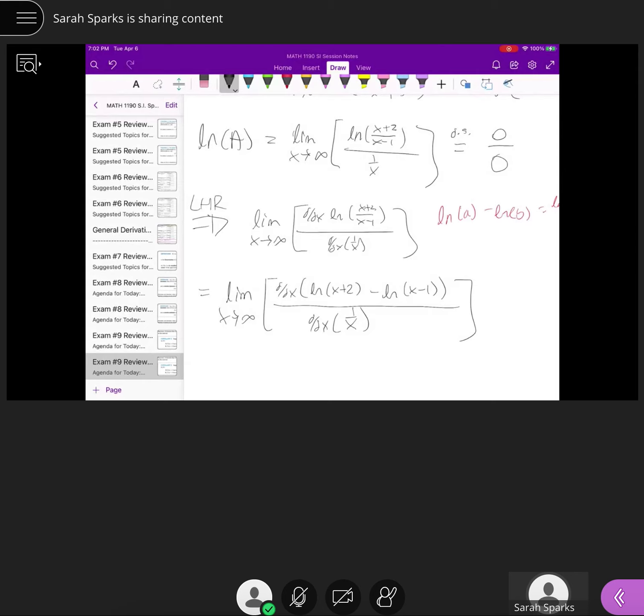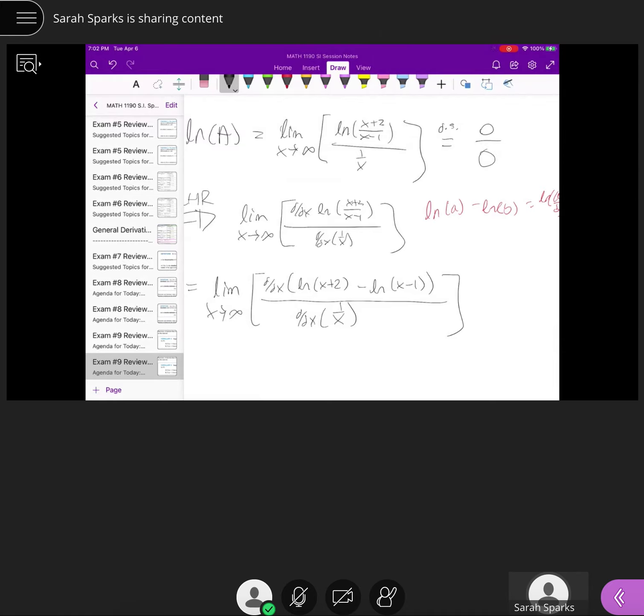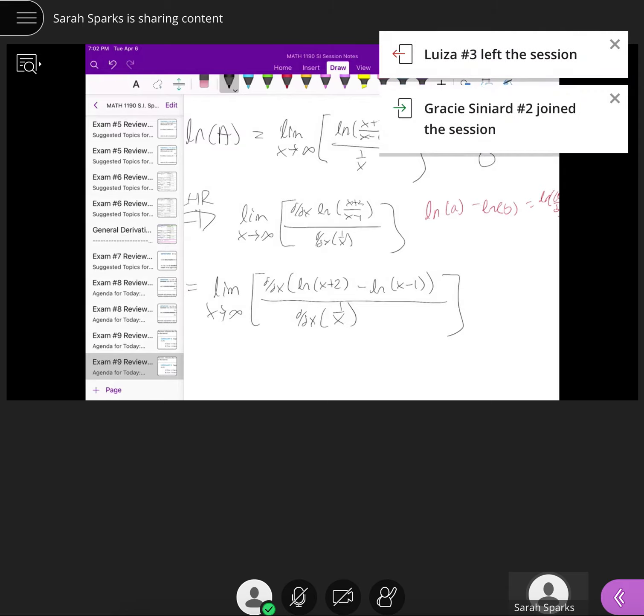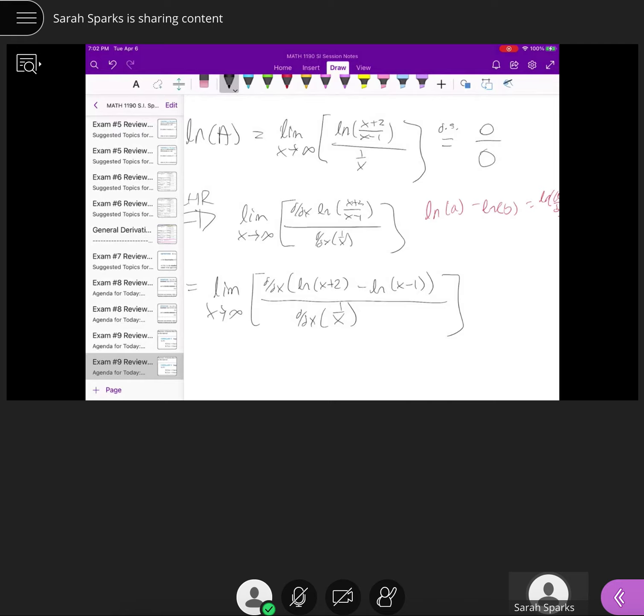All right, so now looking at these derivatives. Yes, this rule only applies to logarithms. The log rules are different from our other algebraic properties. They're kind of like this special thing.